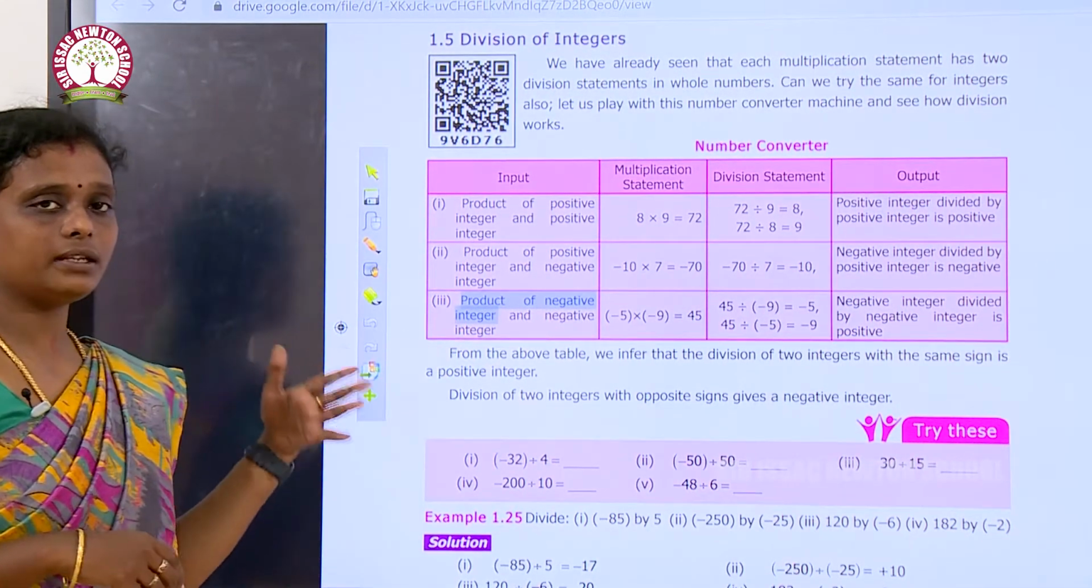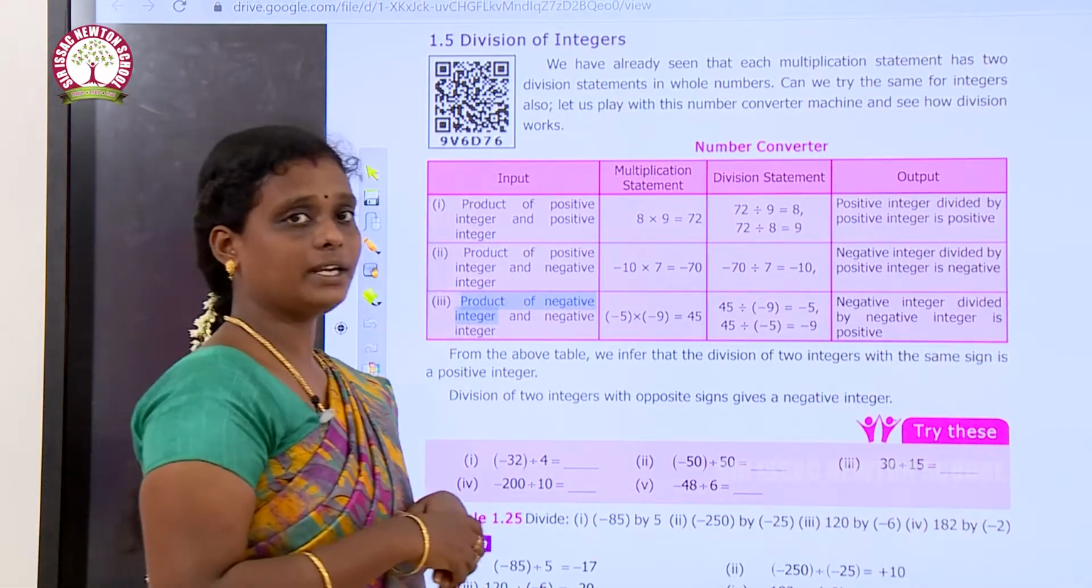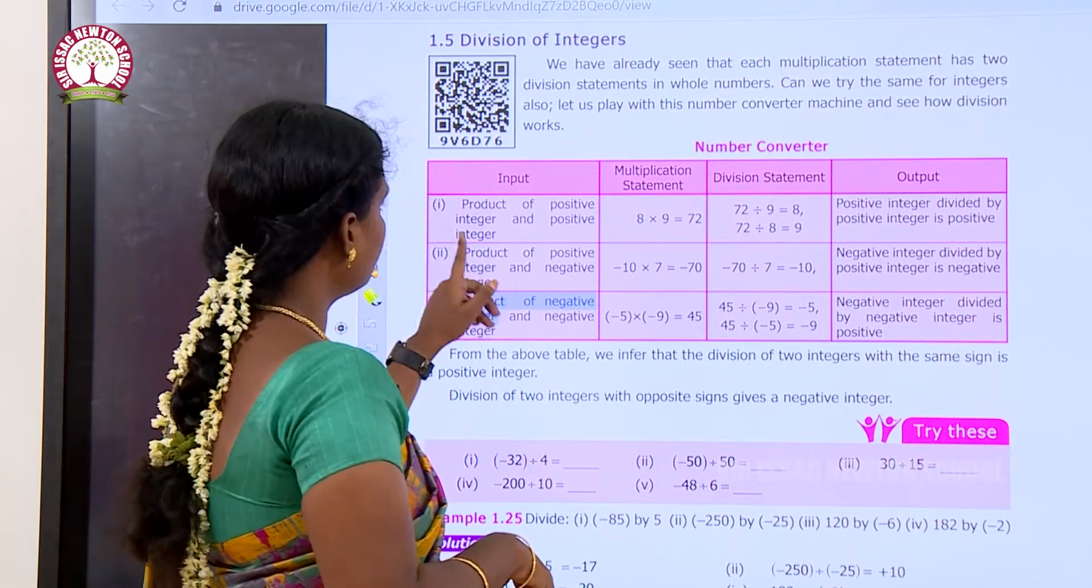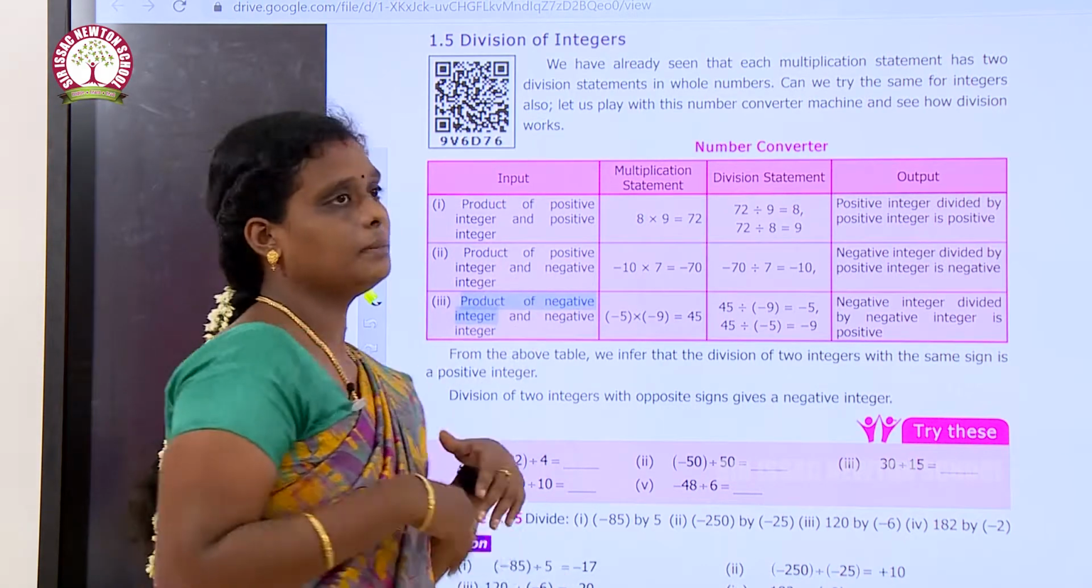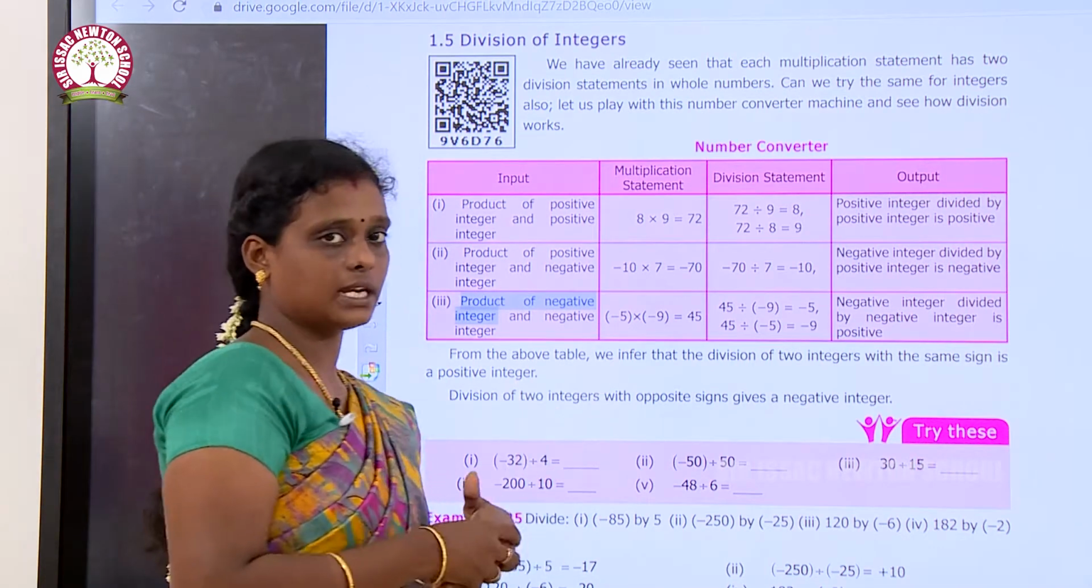We are going to divide the integers, right? Division of integers means we are going to divide the integers. So here we have a statement. In multiplication of integers, we had some rules, right?